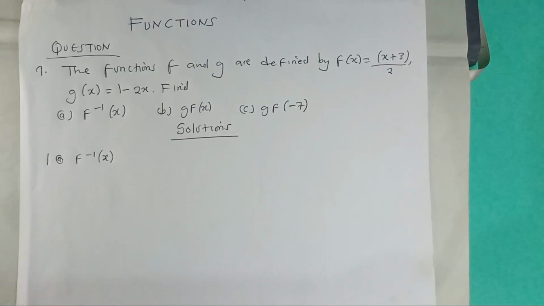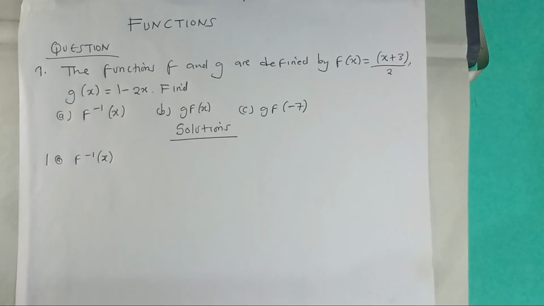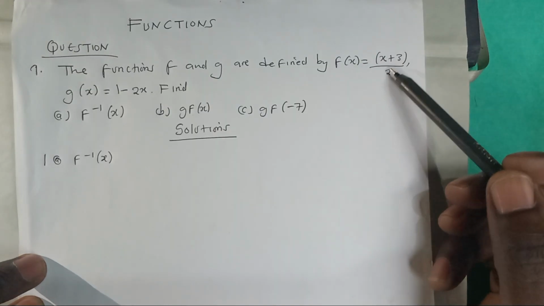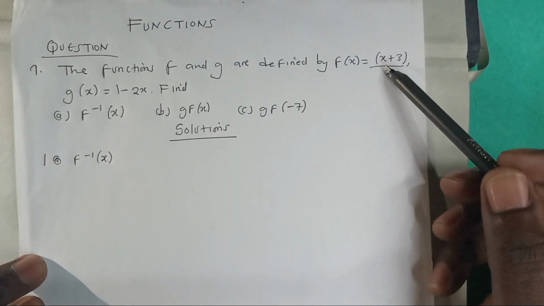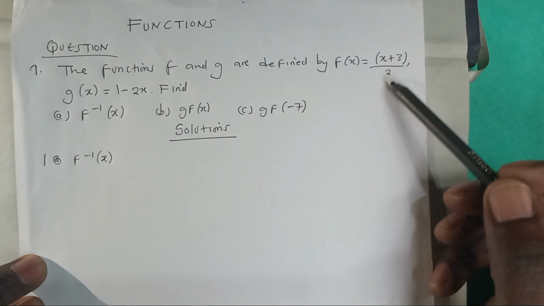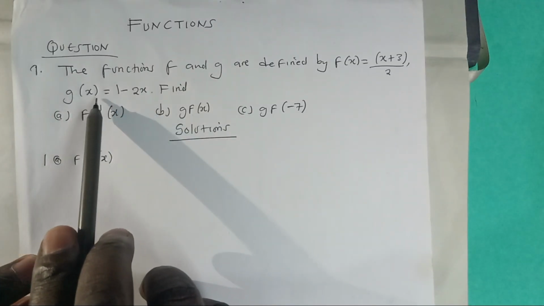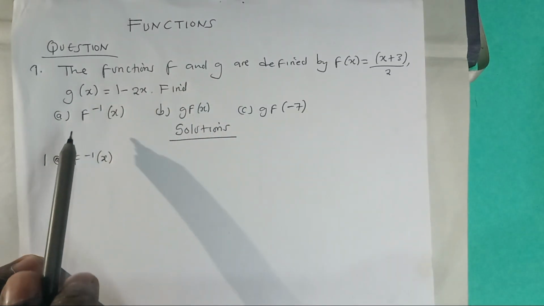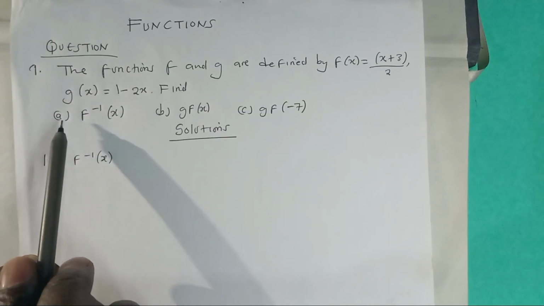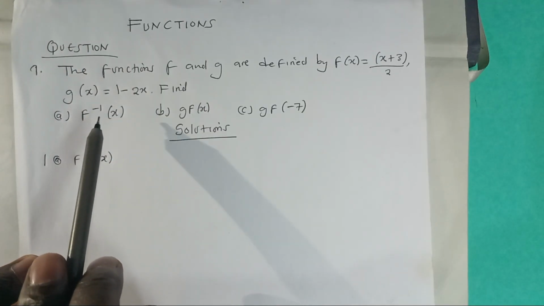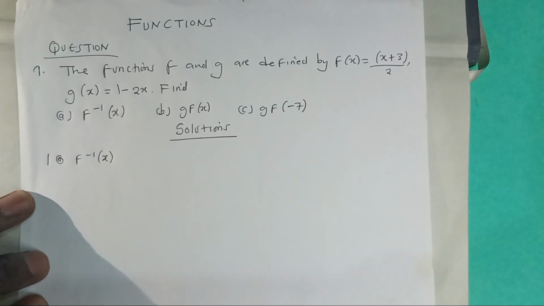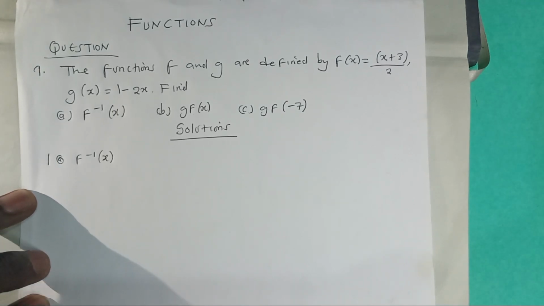The question number 1 says, the functions f and g are defined by f of x equal to the fraction x plus 3 divided by 2, then g of x is 1 minus 2x. Find the first part, A, f inverse of x. So how can we find the inverse of the function as the first part of the question?